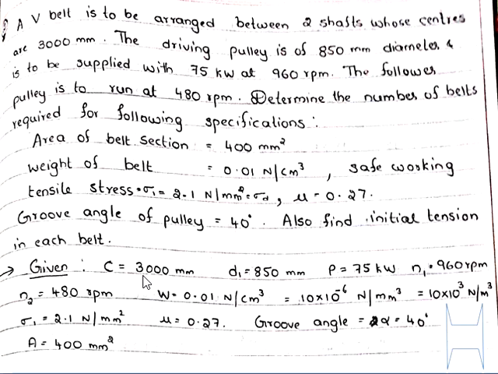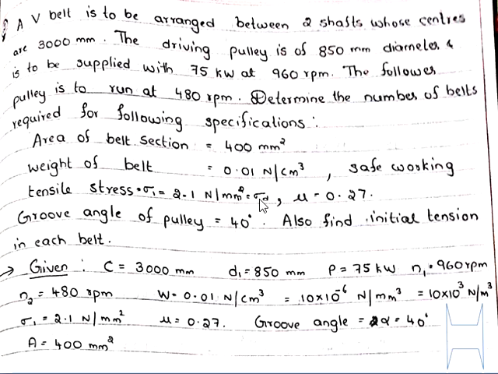The given details are center distance C is given 3000, D1, N1, N2 and power to be transmitted is given. Area of cross section is given, capital letter A. Weight of belt w is given, small letter w, but it is given in Newton per centimeter cube. So you have to convert from Newton per cm cube into Newton per meter cube. So that conversion is shown here. And also safe working stress, which is nothing but sigma 1, 2.1 Newton per mm square is given.